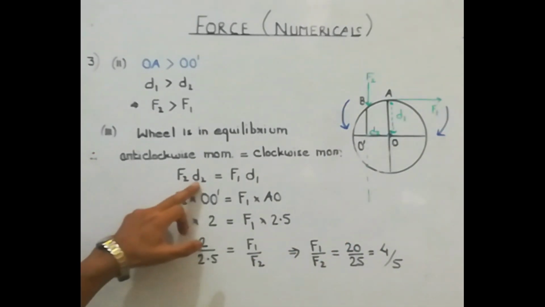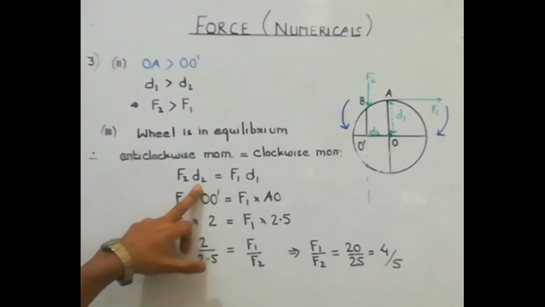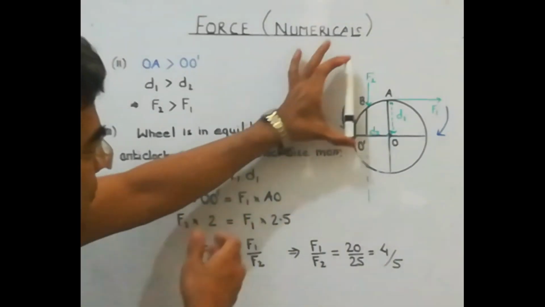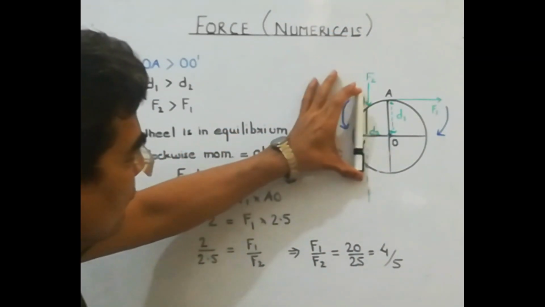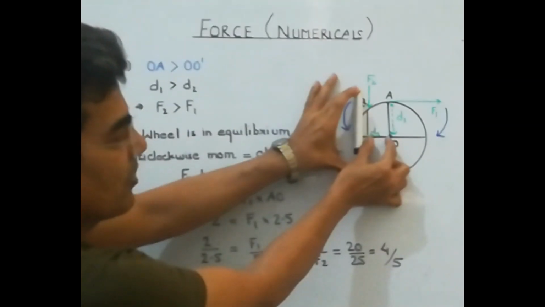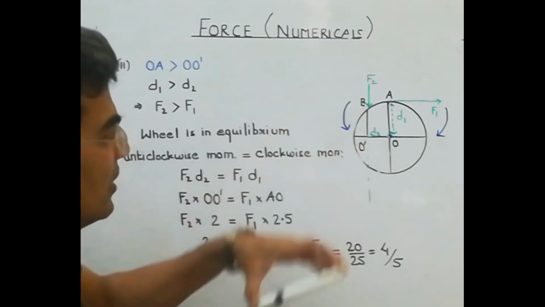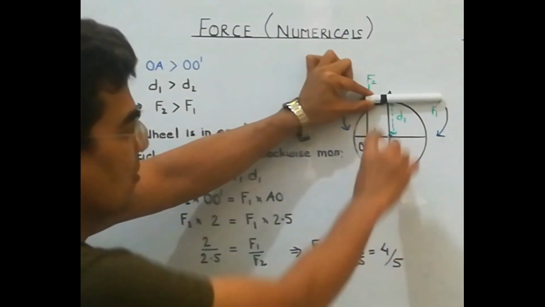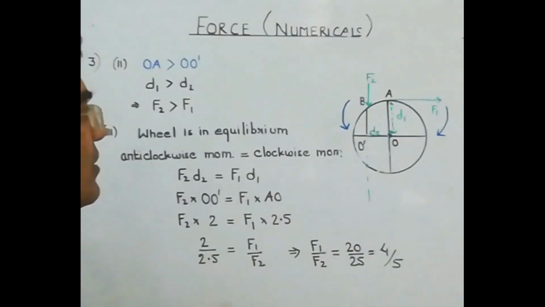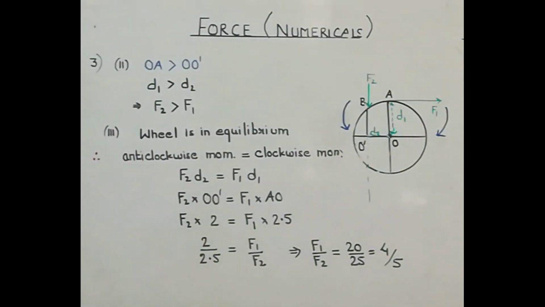Now remember here D2 is the distance of F2. This is F2, this is the line of action of F2. So this is the distance for F2, OO dash. This is your F1, so this is the distance for F1. So after substituting the values over here, we have got the results. So you can note it down.